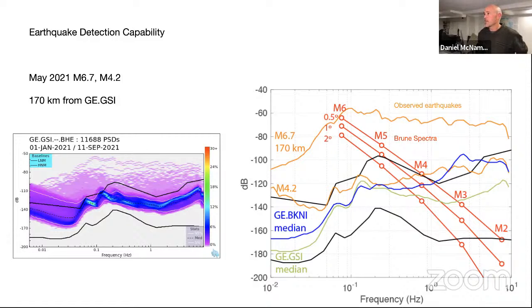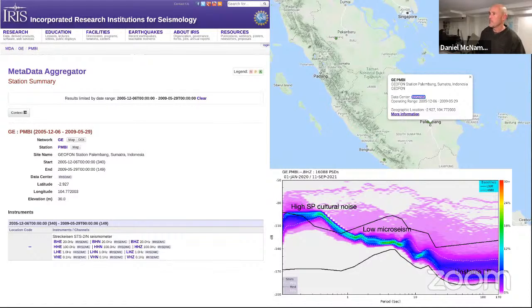Okay, moving south again to the next station, PMBI, the next station to the south. Again, this station has an STS2, and we're again only looking at the broadband channels, BH E, N, and Z. And again, if you look at the lower right PDF plot, this has very high short period cultural noise. Just to confuse you again, I've gone back to period instead of frequencies, so do that inversion in your head again. The lower right plot shows the PDF in period.